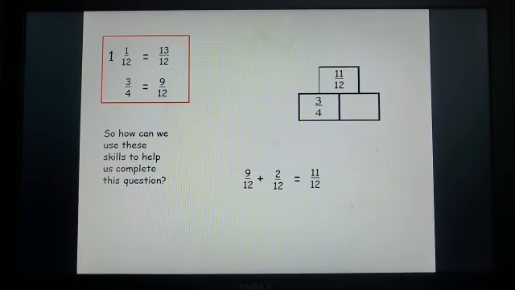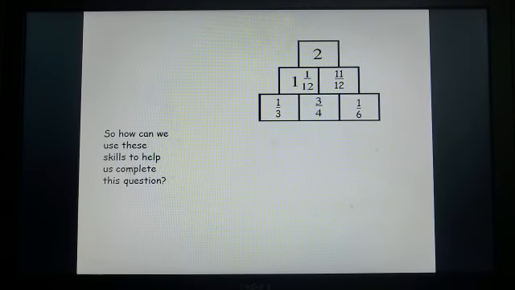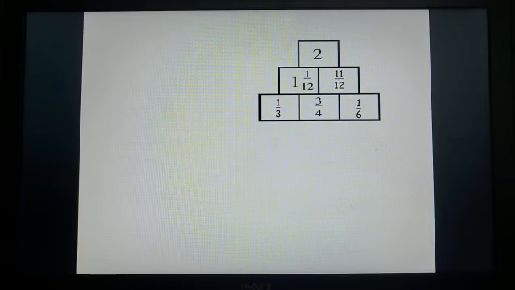Can I simplify this fraction? Yes, I can. I can divide both 2 and 12 by 2. 1/6 is the simplified fraction. Well done, guys. So you've completed the pyramid.